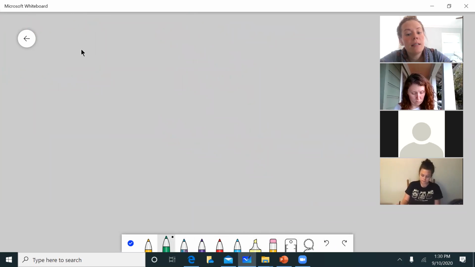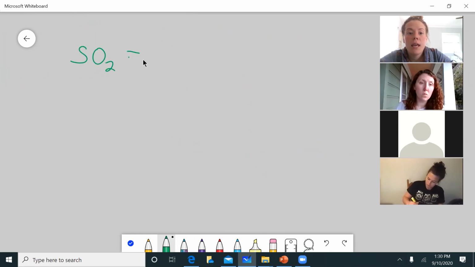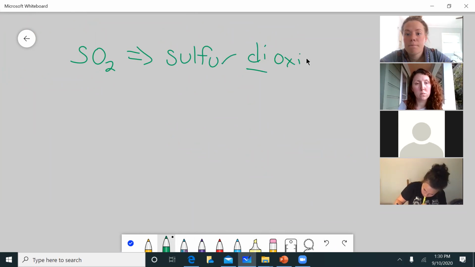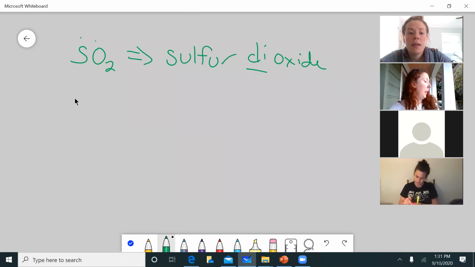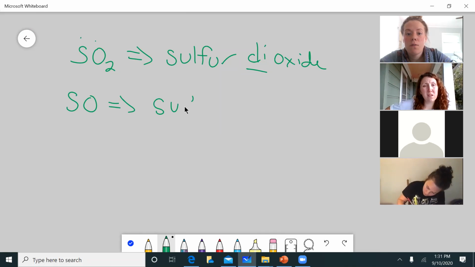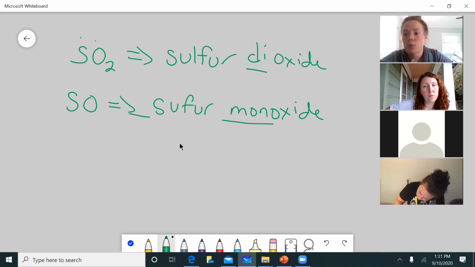All right, so if I write SO2, the name for this is sulfur dioxide. All right, nonmetal, nonmetal, I use prefixes. No hydrogen, so we don't name it that way. If I write this, SO, this would be sulfur monoxide. We do use mono on the second guy. We don't use mono on the first guy. It's the one exception to the rule, okay?